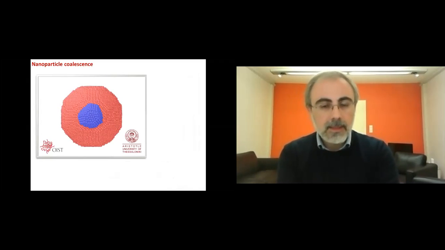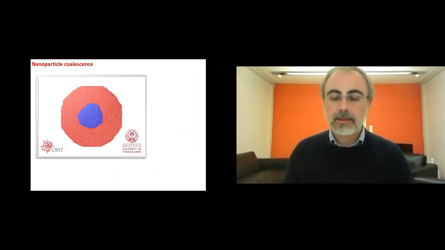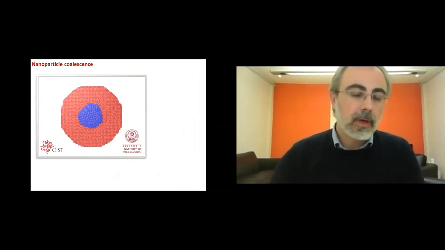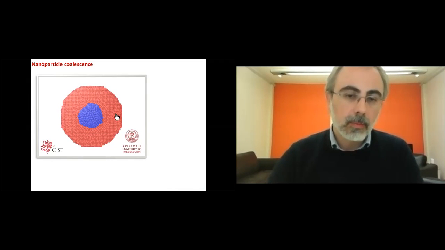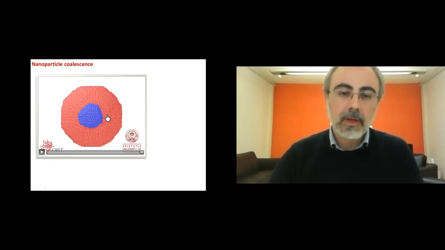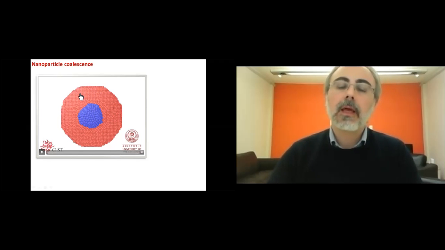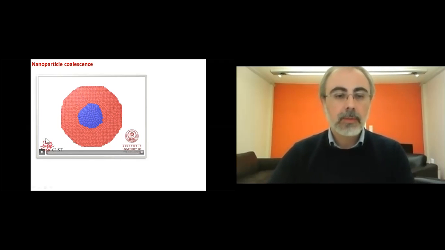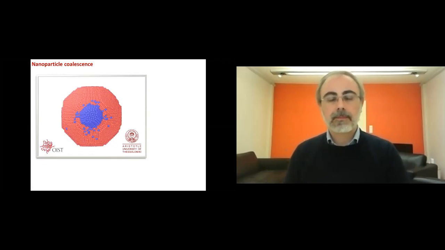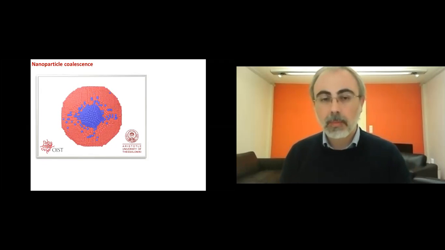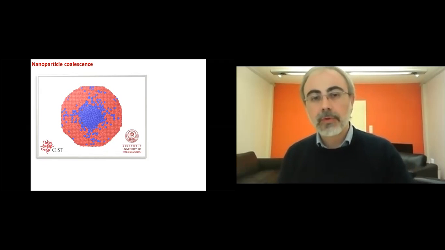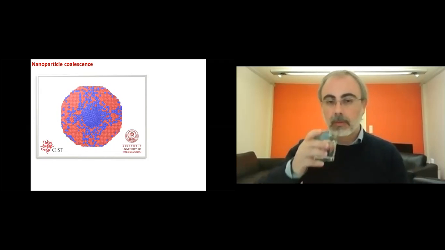Now, the last step in the growth process is nanoparticle coalescence. Here is a case of silver copper nanoparticles. So blue is a small silver nanoparticle which coalesces with a bigger copper nanoparticle which has a truncated octahedral shape. And what we found extremely interesting here is that the silver nanoparticle is losing out, the atoms are diffusing on the surface of the copper nanoparticle.